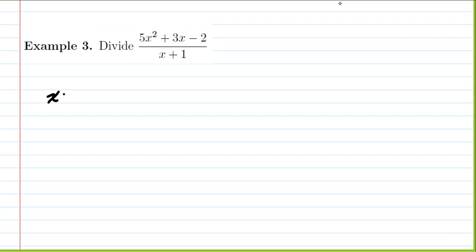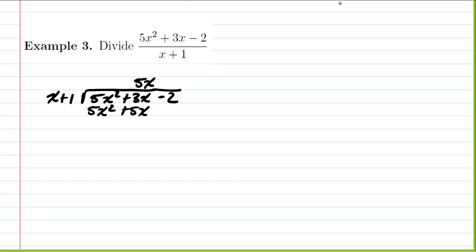So we set up our long division. So we have x plus 1, and it divides into 5x squared plus 3x minus 2. So what times x is going to give us 5x squared? Well, that's going to be 5x. So 5x times x is 5x squared. 5x times 1 is 5x. And we subtract. Those things reduce out. 3x minus 5x gives us negative 2x. And we bring down our negative 2.